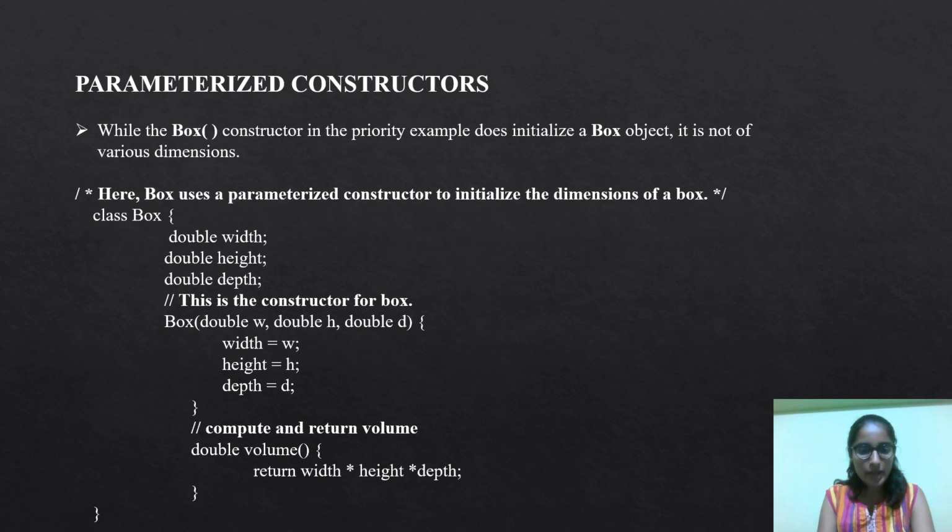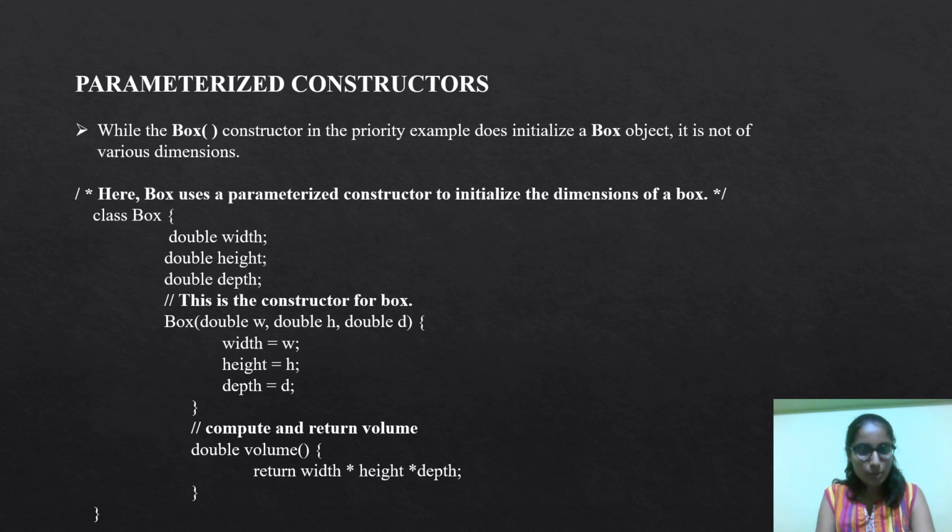Let us see what parameterized constructors are. Parameterized constructors are constructors in object-oriented programming that accept parameters during object instantiation. Unlike default constructors, which have no parameters, parameterized constructors allow you to initialize the object with specific values provided at the time of creation. They provide a way to customize the initial state of an object based on the values passed as arguments, while the Box constructor in the previous example initializes every Box object with the same dimensions.